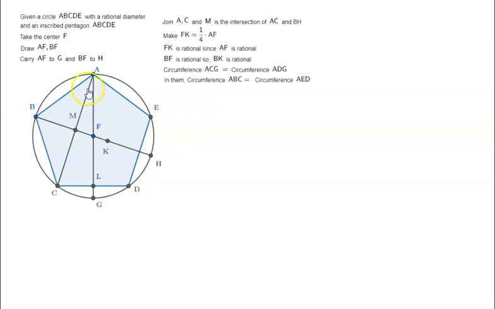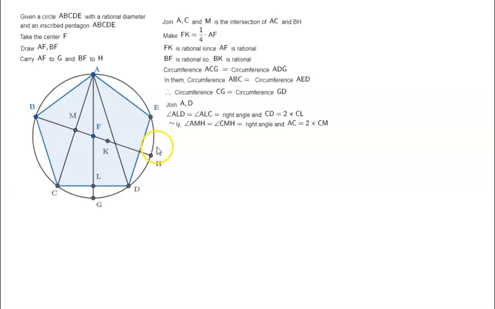Now, in them, circumference ABC is equal to AED, which means the remainders, circumference ACG minus circumference ABC, that is circumference CG, is equal to GD. Join AD. So here angle ALD and angle ALC will be right angles, which means CD is equal to 2 times CL. Similarly, we can show that AMH is equal to CMH. Both are right angles, which means AC is equal to 2 times CM.